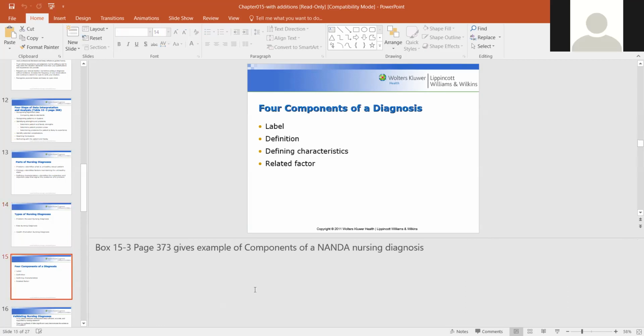There's 4 components of the diagnosis: the label, the definition, the defining characteristics, and the related factors. If you look at page 373, it's going to break it down there for you more.